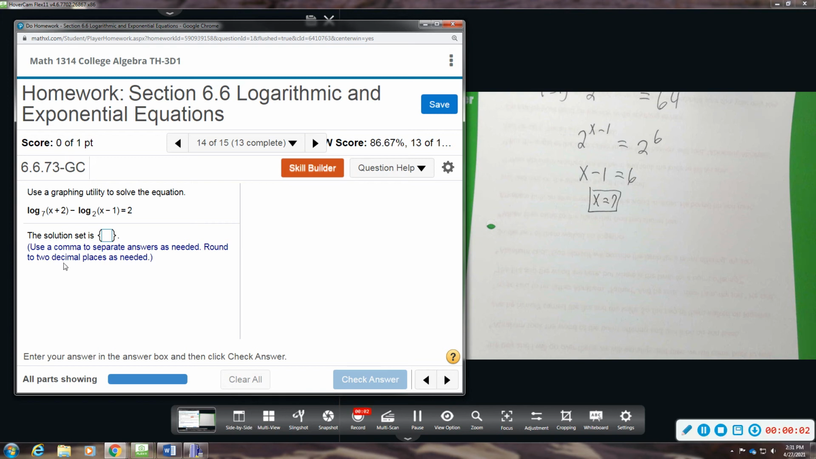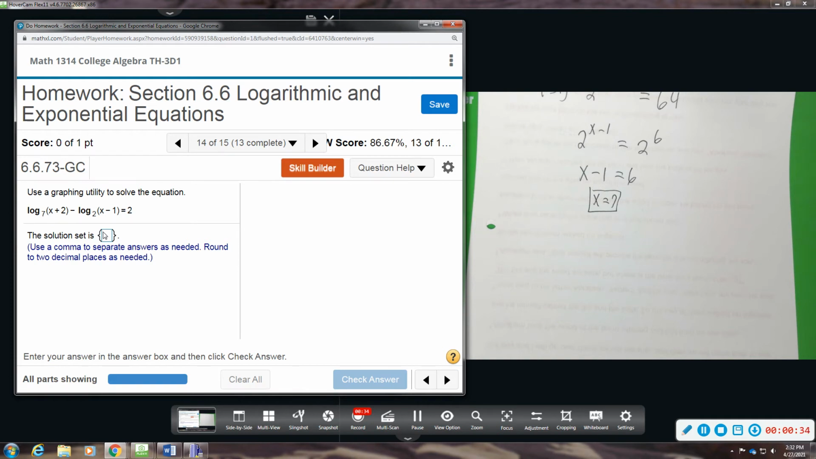All right, number 6.6 wants you to solve with graphing technology. Because of the different bases, this one has log base 7 and log base 2. You can't do the combining of these two because the base has to be the same, and this variable x is also a problem. So we will have to use graphing technology.